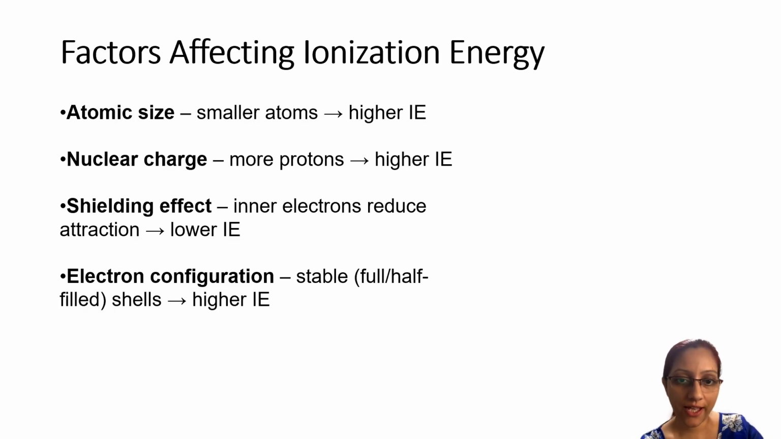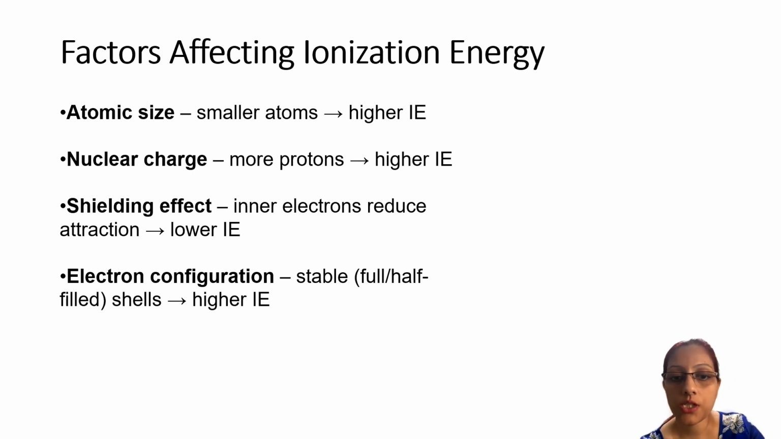Now let's look at the main factors that affect ionization energy. In other words, what makes it easier or harder to remove an electron from an atom? The first thing that affects ionization energy is the atomic size. If an atom is smaller, that means the outermost electron is closer to the nucleus, so the nuclear force acting on it will be more. To remove it, we need a higher amount of energy, so ionization energy will be higher. Opposite to that, if the atom is large, its outer electrons are further away, so it's easier to remove one.